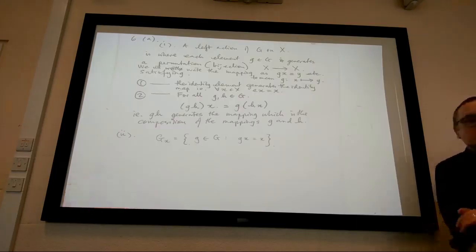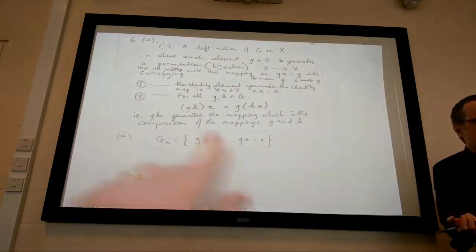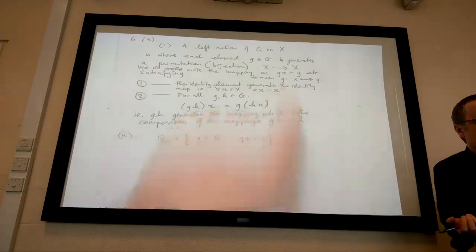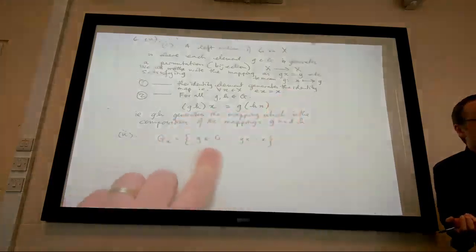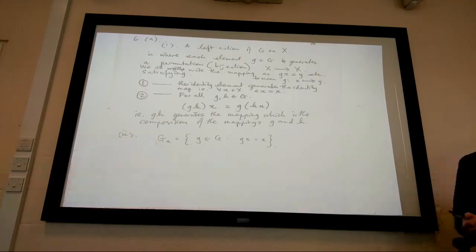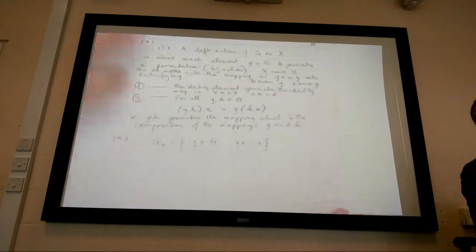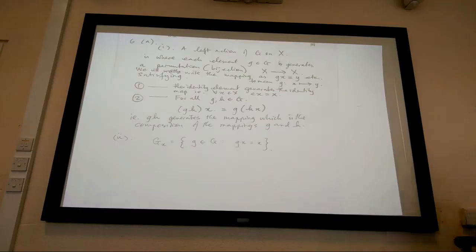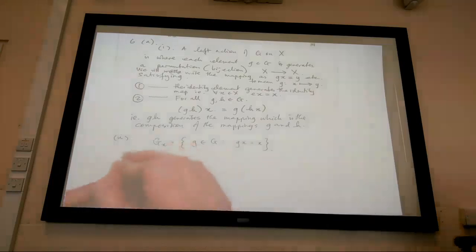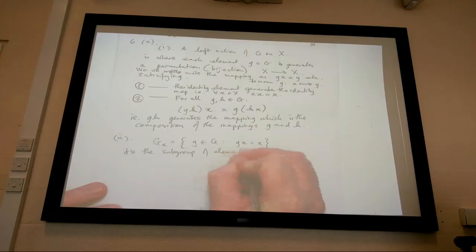Okay. It's always going to be non-empty because the identity element is always there. Because by definition, the identity fixes everything. And there can be other elements there. In fact, the stabilizer, remember, it's a subgroup. It's not asked here, but in previous years, I think you've been asked to prove the stabilizer is a subgroup of G. So that's the stabilizer. It's the subgroup. You wouldn't have to write this down, but just to give it context. It's the subgroup of elements fixing X.